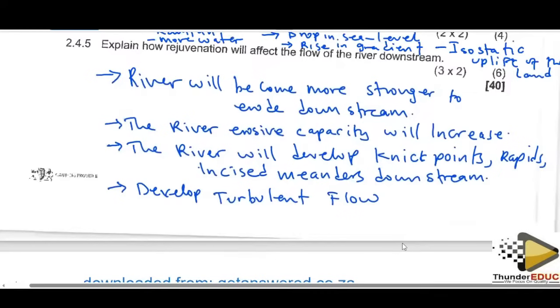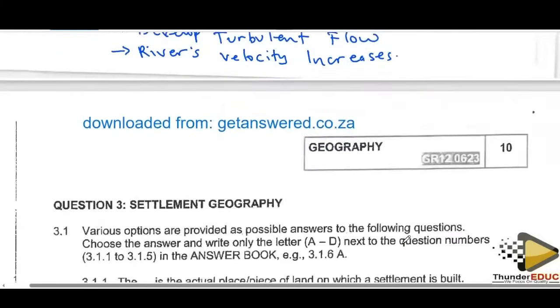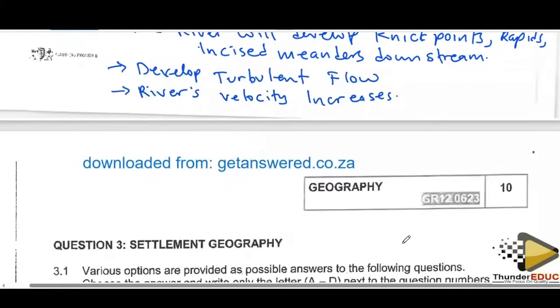As well as say that the river's velocity increases. Okay, so that is for question 2.4.5. So we are done with geomorphology. Now we are moving towards settlements.